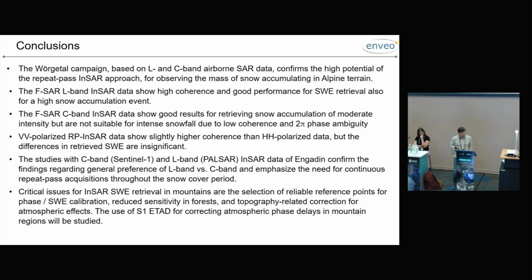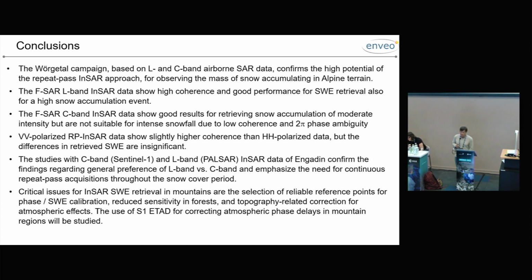Critical issues still to be resolved. So the method from the physical point of view is very clear. We understand the physics, we understand also the processing, but there are some issues that we have to improve in the processing line and for making this work for satellite data. So what we need is reliable reference points in order to calibrate the phase to delta SWE relation. Then there is a reduced sensitivity in the forest. At C-band we are losing coherence, but at L-band we can bridge this. But at least we need to know where forests are.